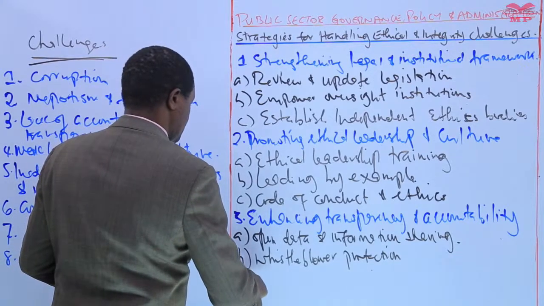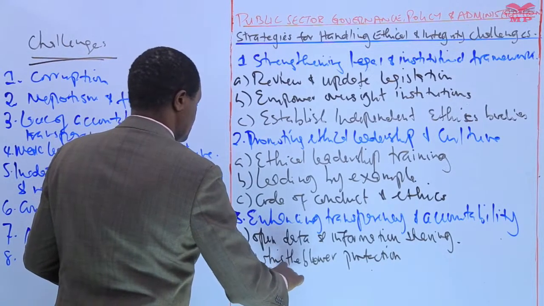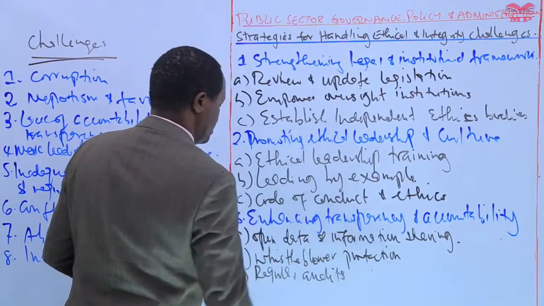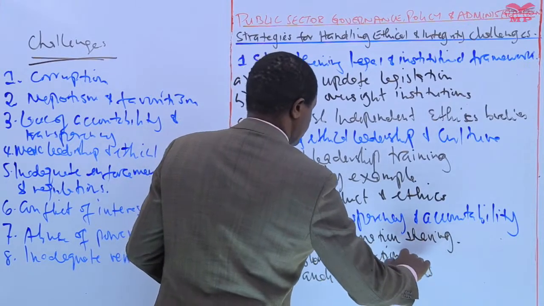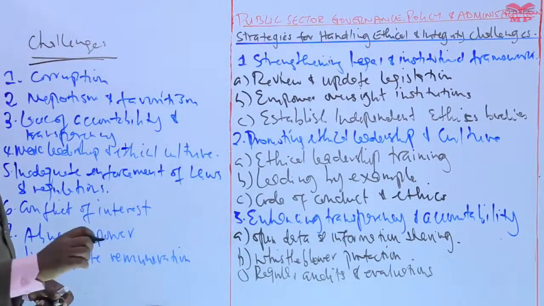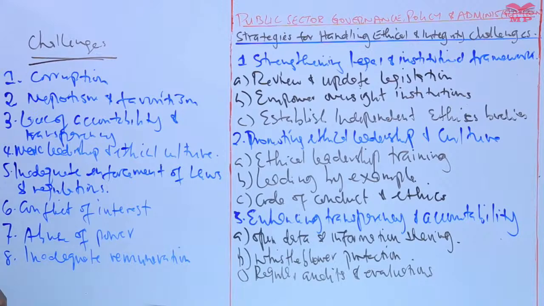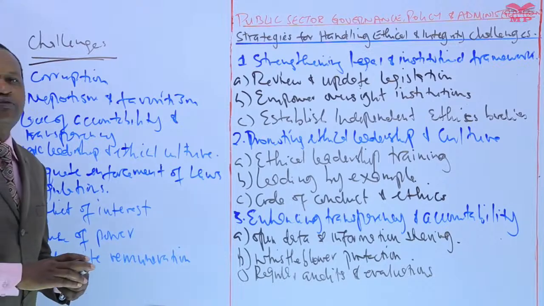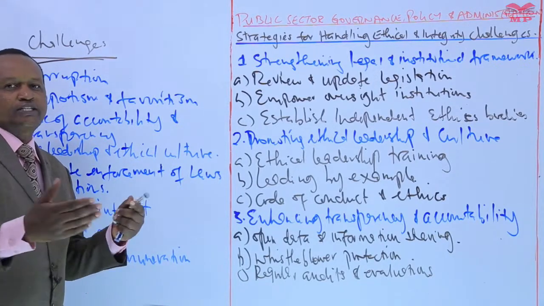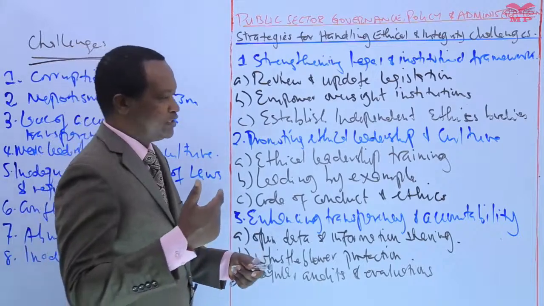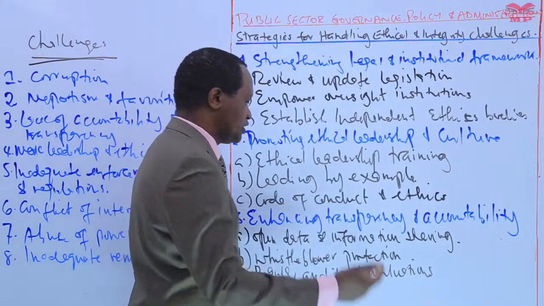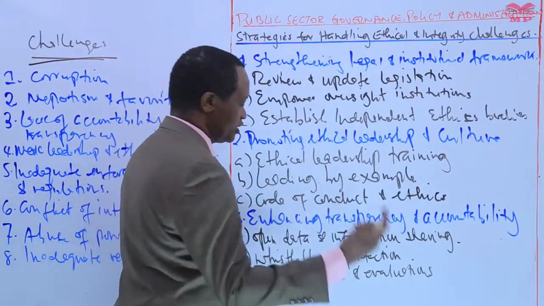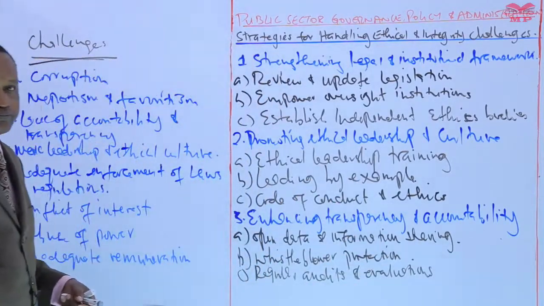3. Regular audits. There has to be regular audits and evaluations. Conduct regular audits and evaluations of public programs, of public projects, because that then can help to identify and address areas of weakness and potential misconduct. When audits are conducted, problems are revealed and corrective measures are taken in time.